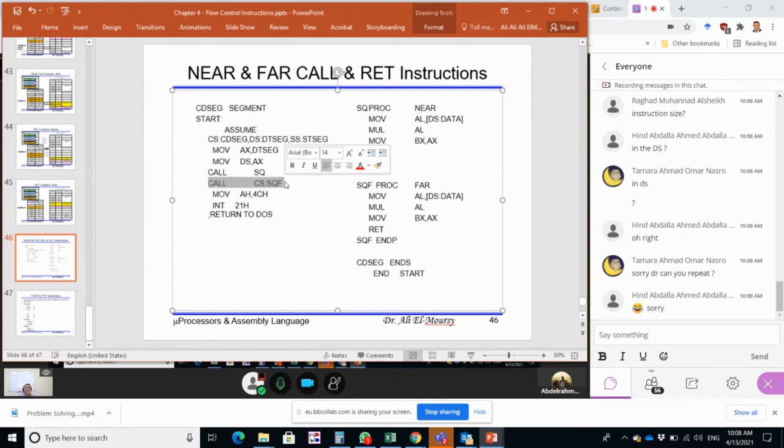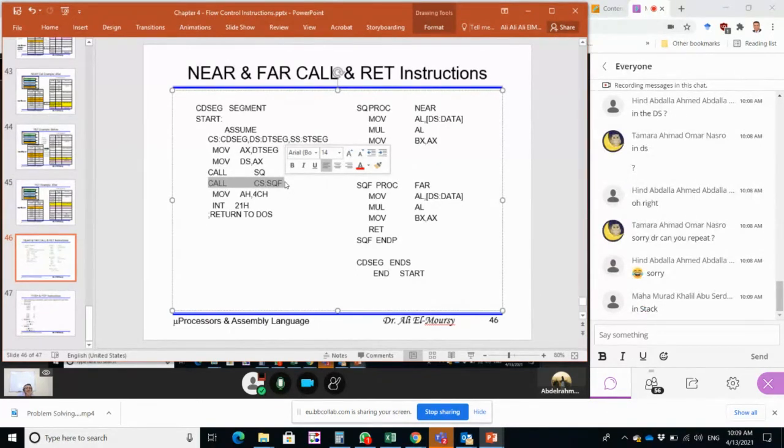What is the second loss here? Who can tell me? Exactly, the stack. Now, during the code execution, I am forced to occupy 4 bytes of the stack instead of 2. So I'm filling my stack needlessly. I didn't need that.